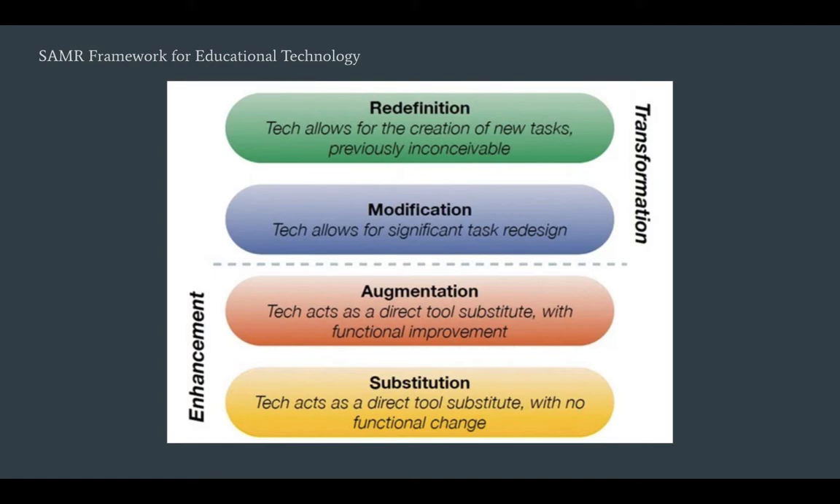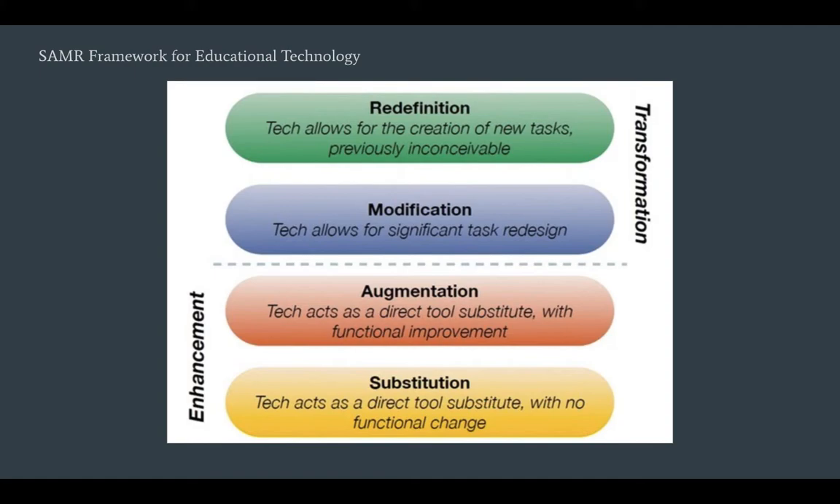So, at a basic level, if you imagine that you were going to be giving an assignment for your students to do, and the assignment was write a paragraph about what you did this weekend. That's your basic assignment. At a substitution level, technology is acting as a direct tool substitute with no functional change. So instead of giving your students paper and pencil to do this task, you might instead give them a word processing tool like Microsoft Word, or in this case of Google, we're looking at Google Docs. That's going to be comparable to Microsoft Word.